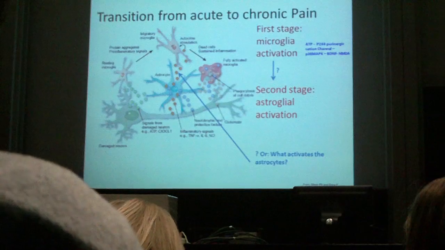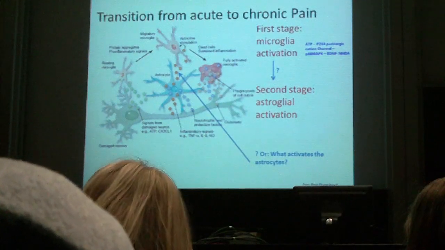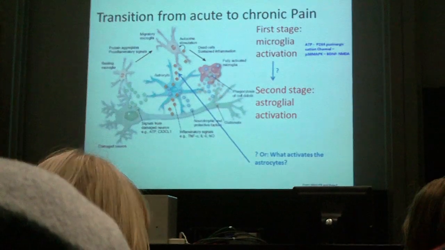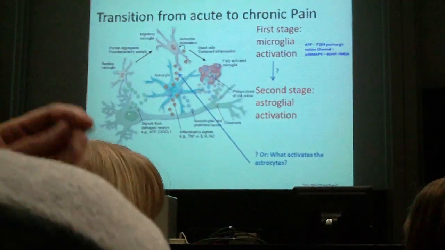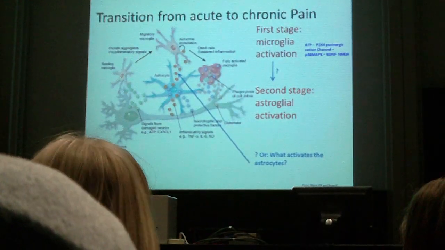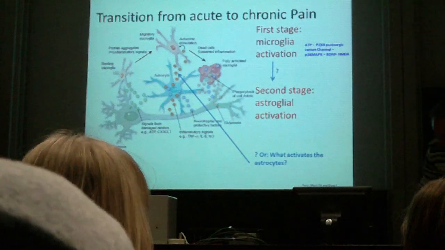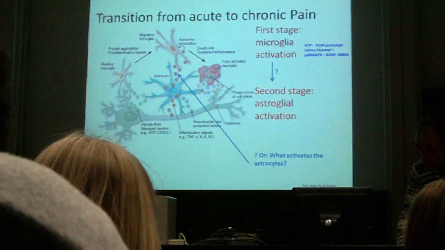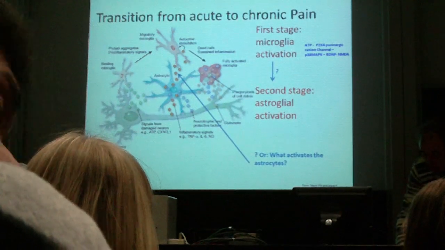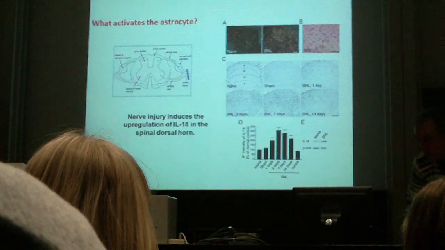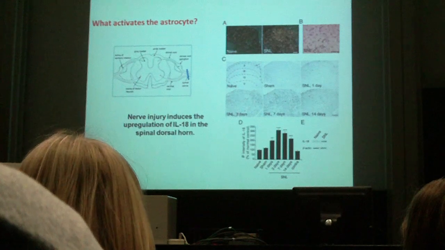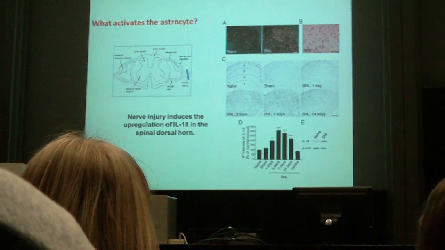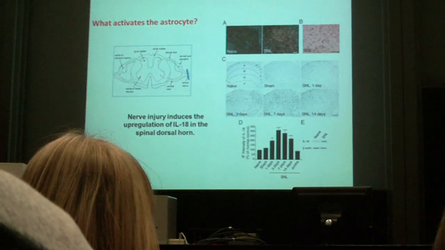So what activates these astrocytes? Is there a factor released by the microglial cells which tells the astrocytes, go on, react, and make molecules which interfere with these central sensitization processes? Which molecule is released by the microglial cells? A Japanese group in 2008 discovered that it's interleukin 18.